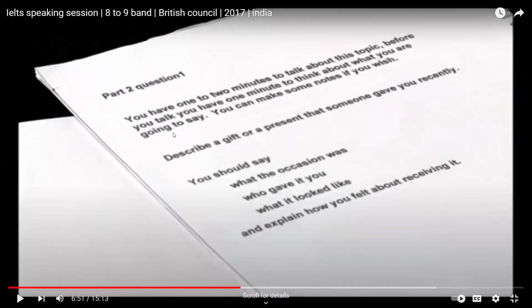Okay. So I intentionally pause, look at the question, the topic. Part 2, question 1. You have 1 to 2 minutes to talk about this topic. Before you talk, you have 1 minute to think about what you are going to say. You can make some notes if you wish. And this is the topic. Describe a gift or a present that someone gave you recently. So straight away, you know the cue card. Okay. What is the central theme here? Type it in the chat. Quick. What's the central theme? Chat, and let's go.